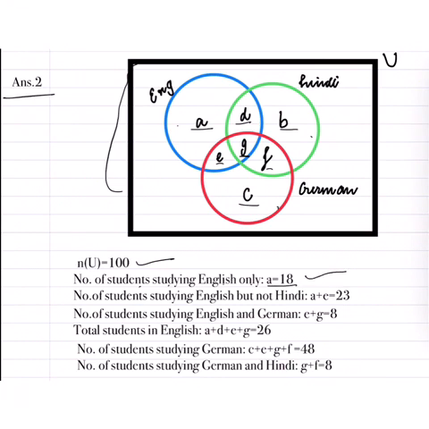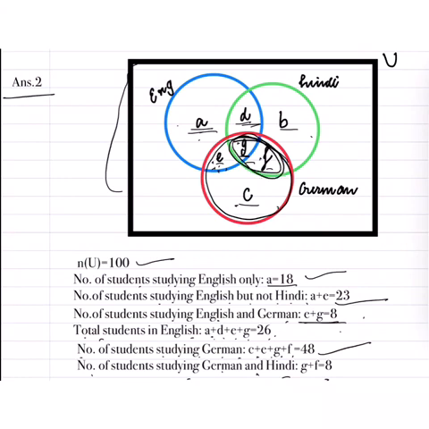The number of students who are studying English I've mentioned as A equals 18. Then the number of students who are studying English but not Hindi is A plus E equals 23. Then the number of students studying English and German is E plus G equals 8. And you could just go by the Venn diagram while I'm mentioning these letters. Then total students in English, A plus D plus E plus G equals 26. Then total studying German, C plus E plus G plus F equals 48. And the number of students who are studying German and Hindi is G plus F, which is equal to 8.